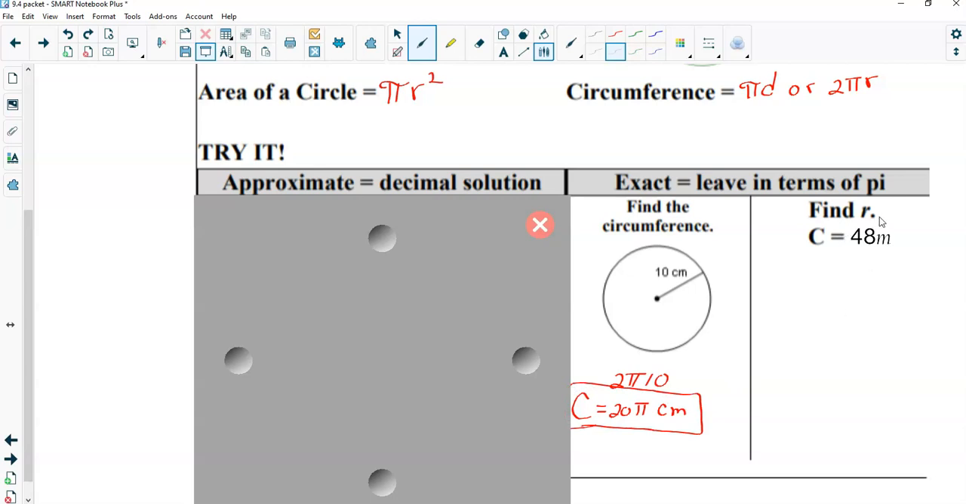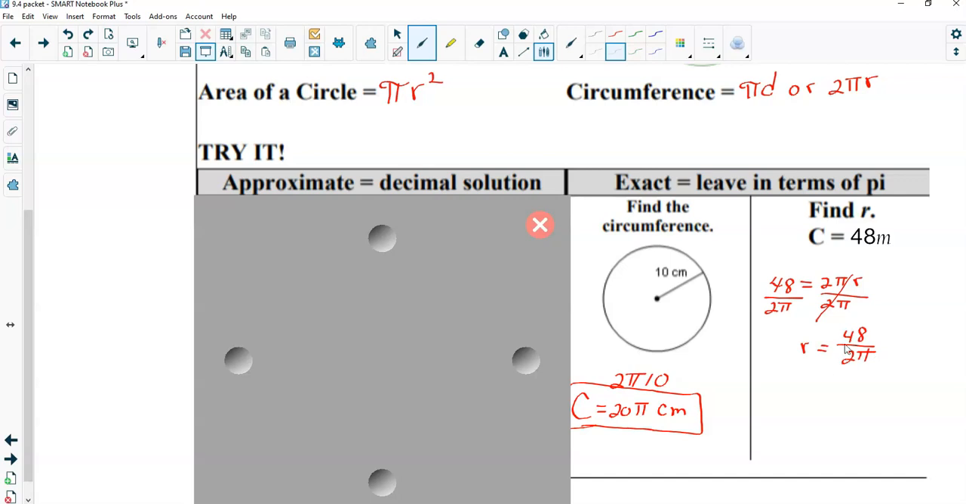Now find the radius. They gave me that the circumference is 48 meters. We want to find the radius. So again, if the circumference is 48 meters, we got 2 pi r. So basically divide this by 2 pi. Take this, divide it by 2 pi on both sides. This cancels, and it leaves me that the radius is equal to 48 divided by 2 pi.